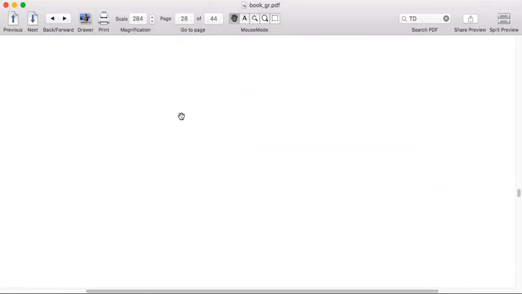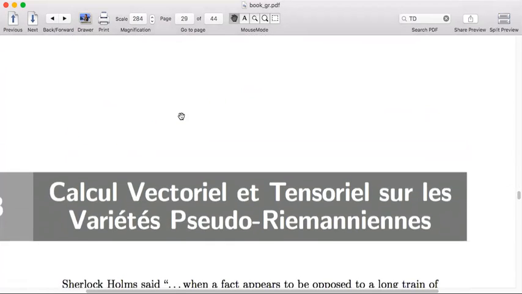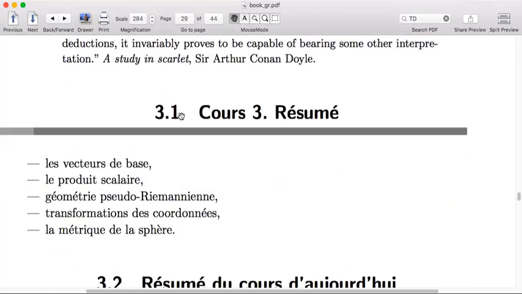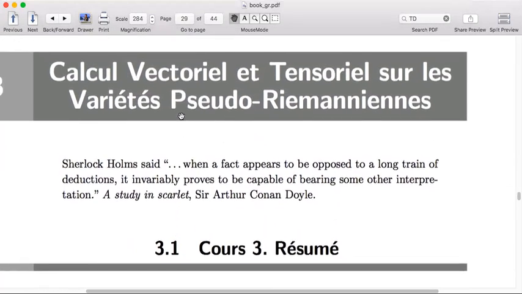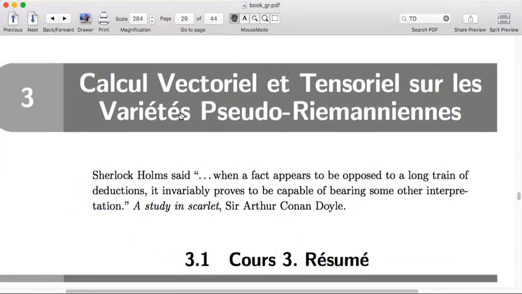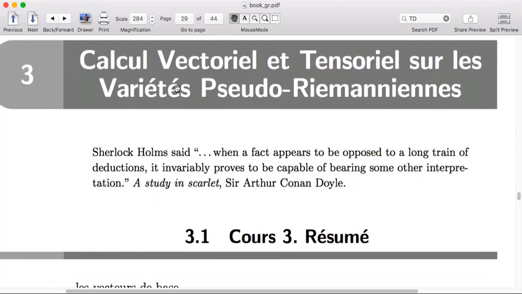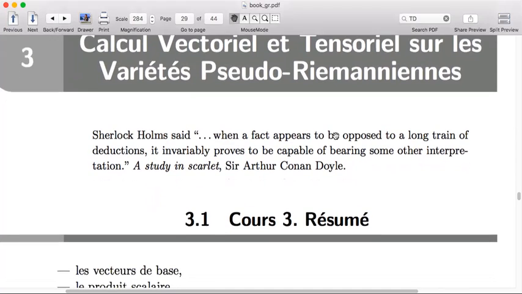Okay, so that's the end of lecture 2 that I wanted to finish off. And now I want to move on to chapter 3. Ideally, there'd just be 1 lecture for every chapter. So now I'm moving on to chapter 3, which is about the calculus of vectors and tensors on pseudo-Riemannian manifolds.